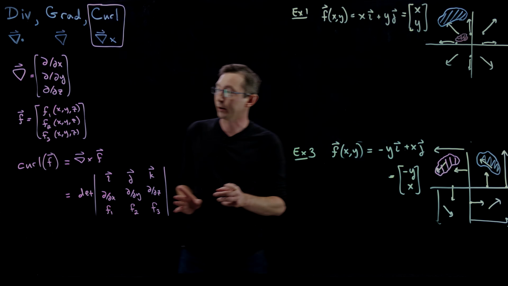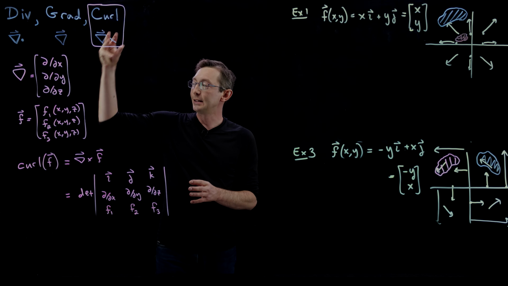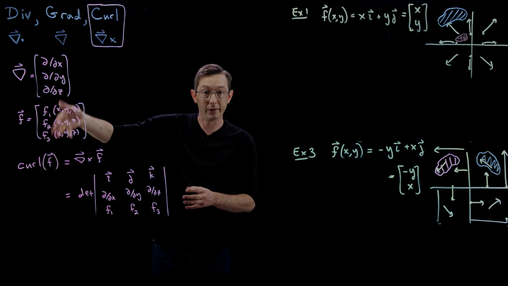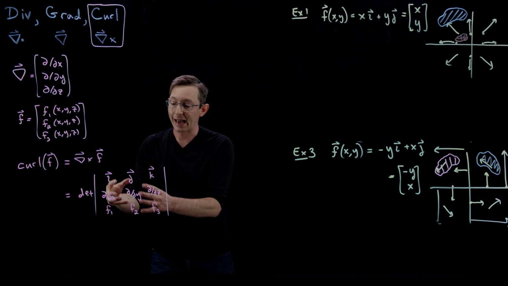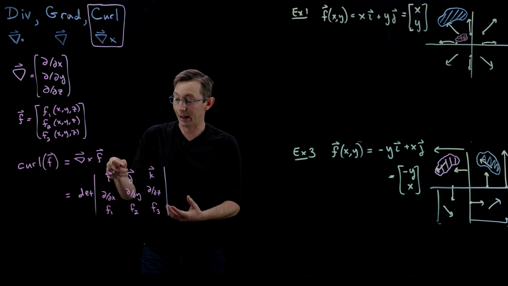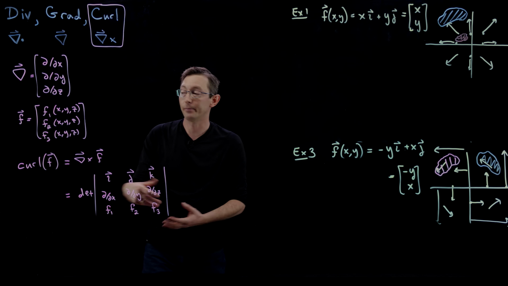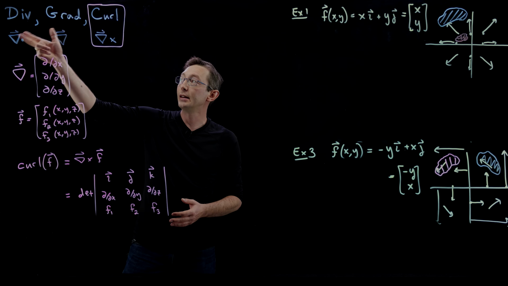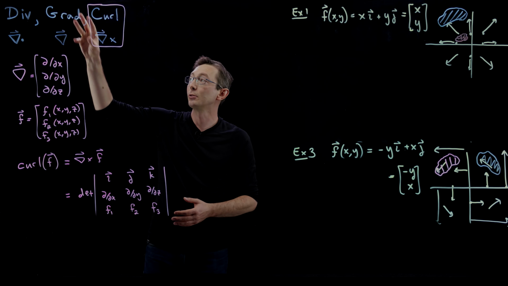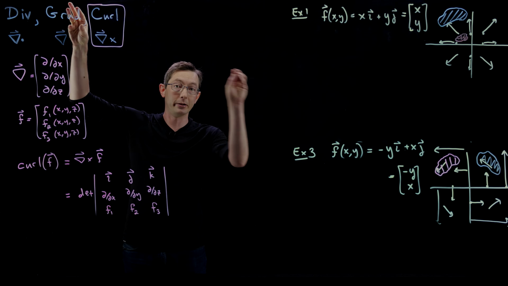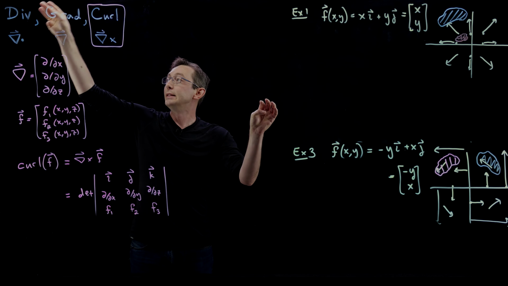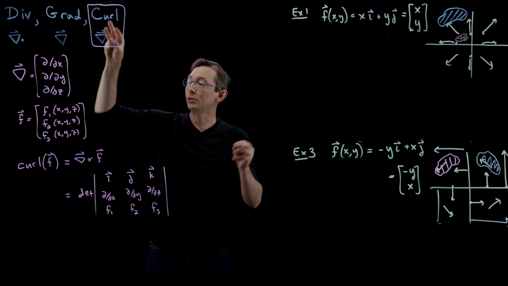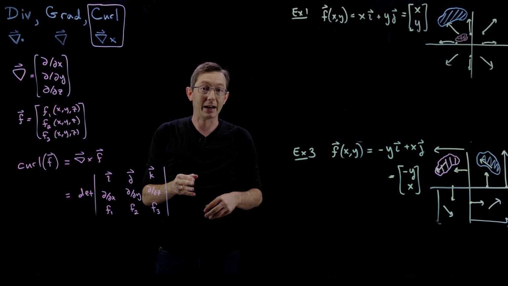So this is really important. The curl takes in a vector field, f bar, a multi-component vector field, and it spits out another vector field. It will have an i, a j, and a k component. So it takes in a vector, and it outputs a vector. Now that's different than the div and grad operators. So grad takes in a scalar and returns a vector. Div takes in a vector and returns a scalar. And curl takes in a vector and returns a vector.